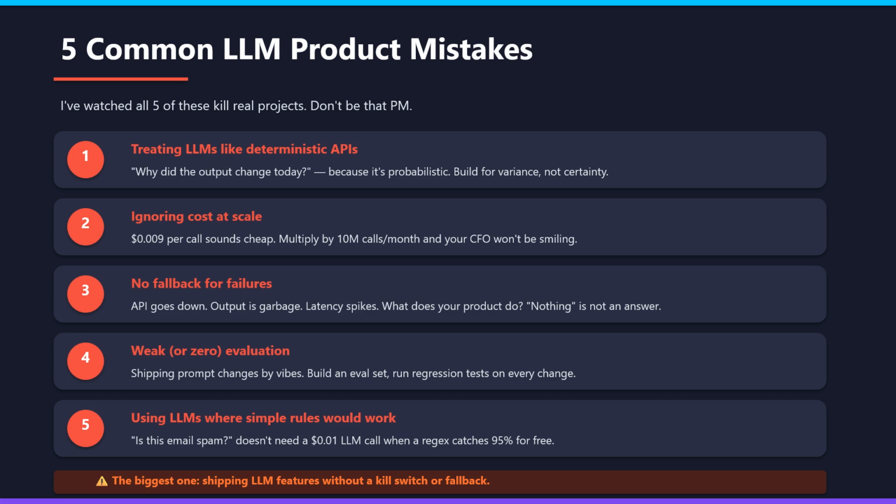Mistake five: using LLMs where simple rules would work. Is this email spam? It doesn't need a $0.01 LLM call when a regex catches 95% of it for free. Use the right tool for the right job. LLMs are expensive hammers. Not everything is a nail. The warning at the bottom, the biggest one, is shipping LLM features without a kill switch or fallback. Always have a way to turn it off instantly if things go wrong.